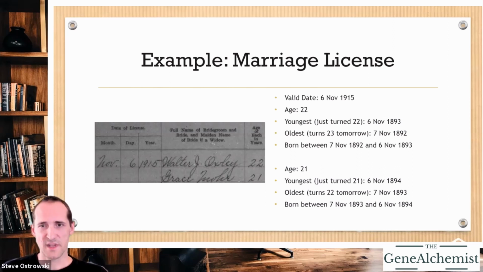The oldest she could be is that she'd be turning 22 tomorrow, the next day of the record, the 7th of November, 1915. So you go to the 7th of November, you'd back up 22 years, and you'd end up with the 7th of November, 1893. So now you put those two together, and she's born between the 7th of November, 1893 and the 6th of November, 1894.